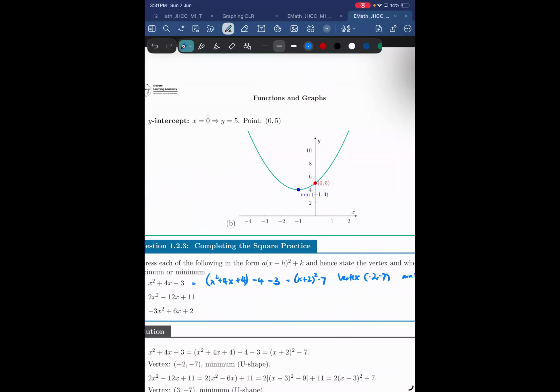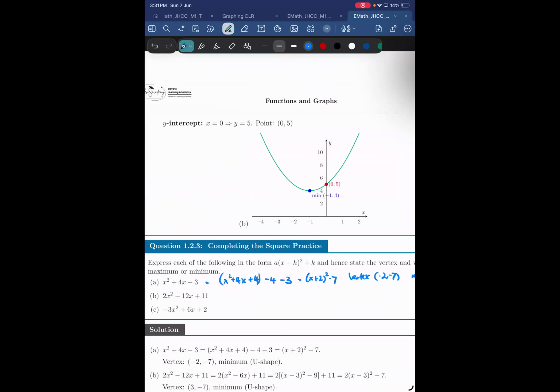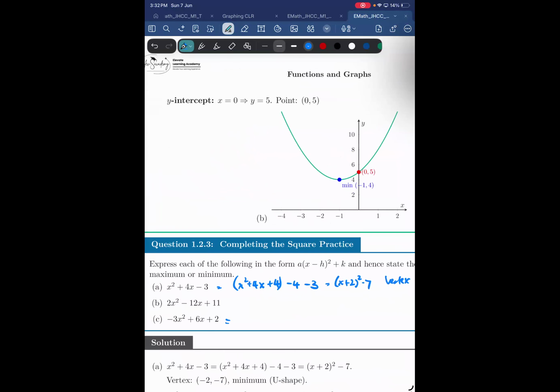Then the next one, for C, the number in front of x squared is negative. It is not 1, so we should factorize it. And also notice that the number in front is negative, so it's going to be a maximum point. You can take note of that for later.